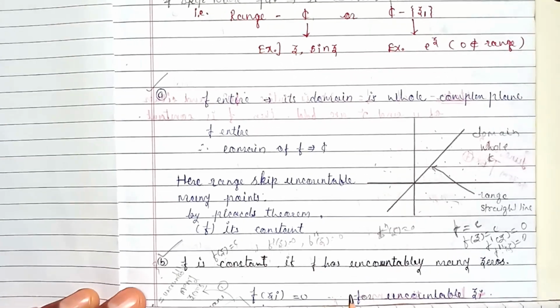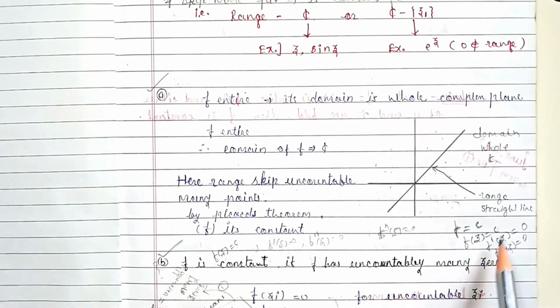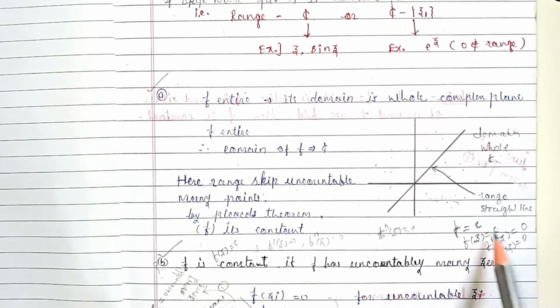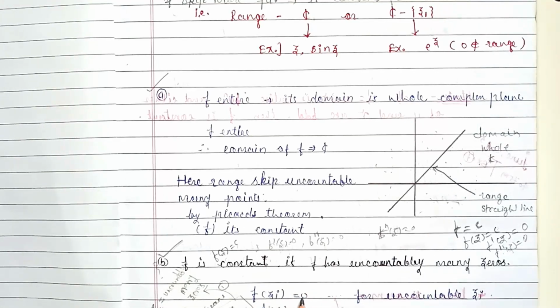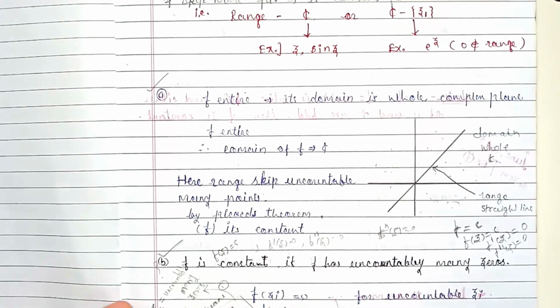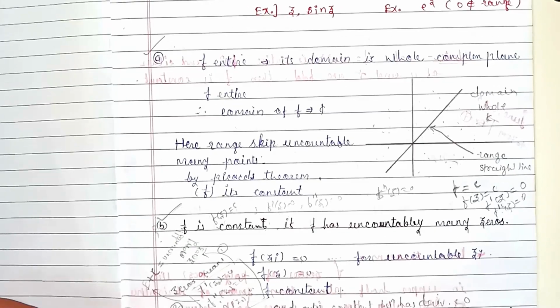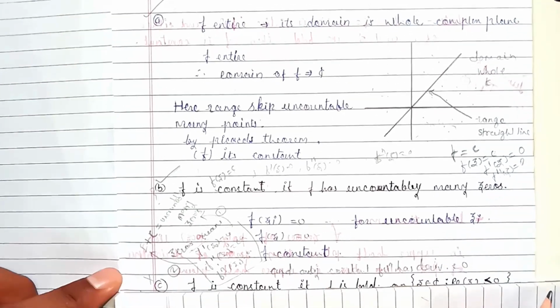Okay, so you may select any constant function, as I selected f of z equal to c. You may also select f of z as 0. So you will get the differentiation 0 at the end, everywhere. Now let's move to option number three.